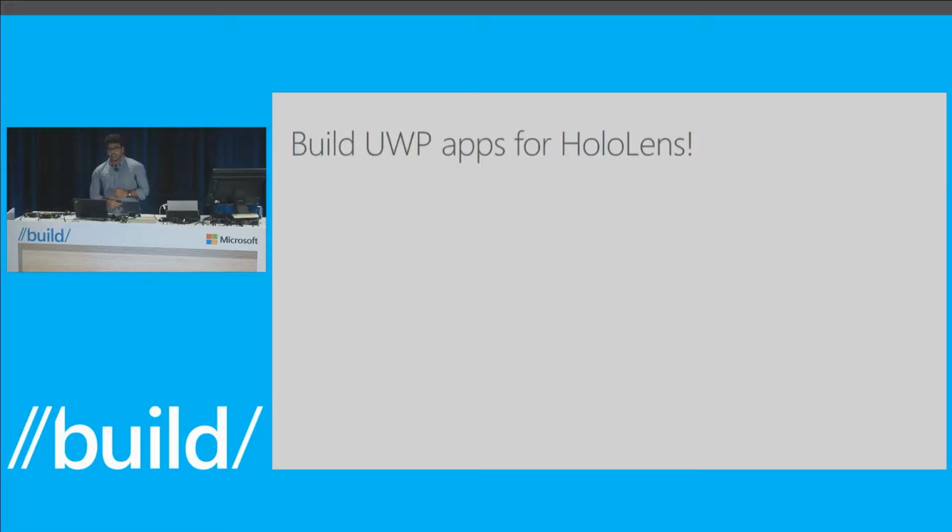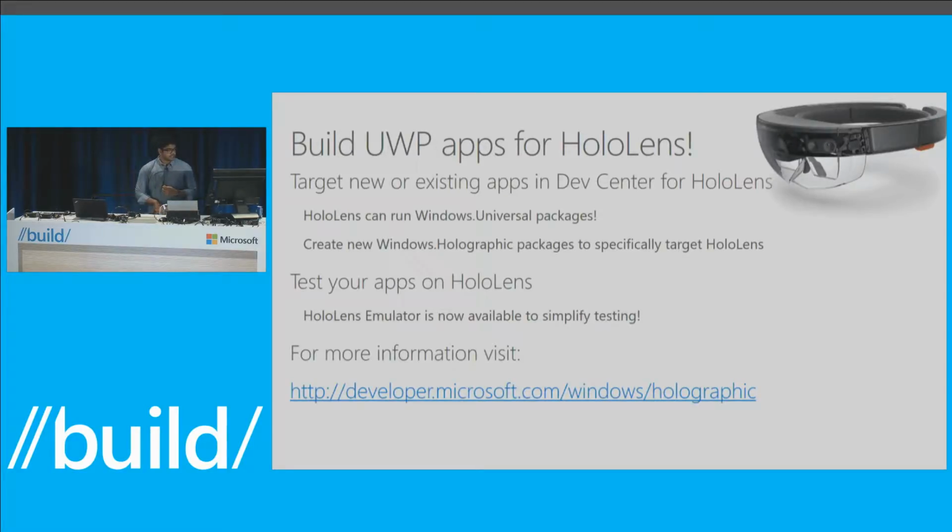You already know how to develop apps for mobile and desktop. So let's get into the exciting stuff first. Build UWP apps for your HoloLens. You can target new apps or the existing apps that you have in your Dev Center to the HoloLens. The HoloLens is capable of running your Windows.Universal packages that you have in the store. Or you can create new Windows.Holographic packages with assets and experiences that are specific to your HoloLens customers.